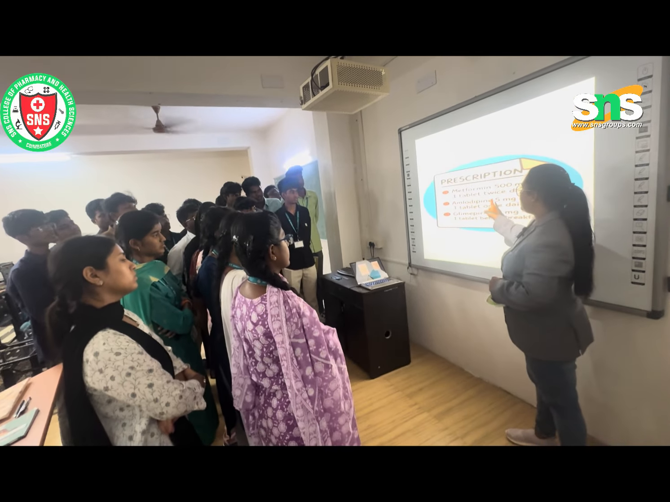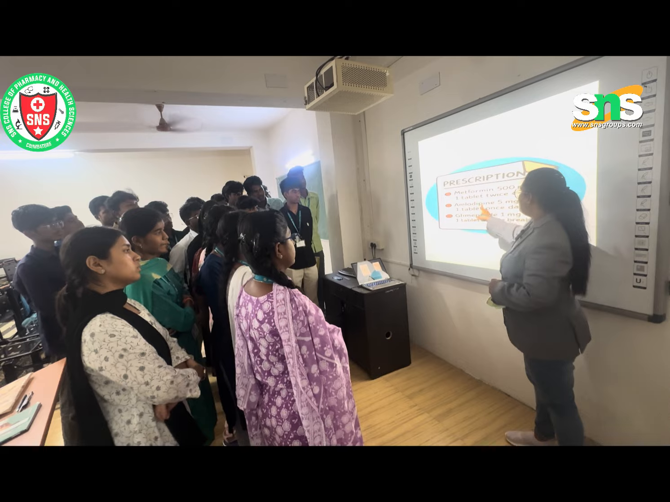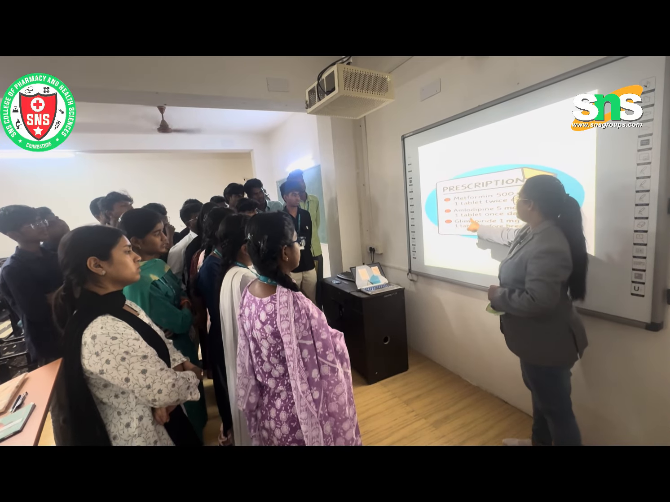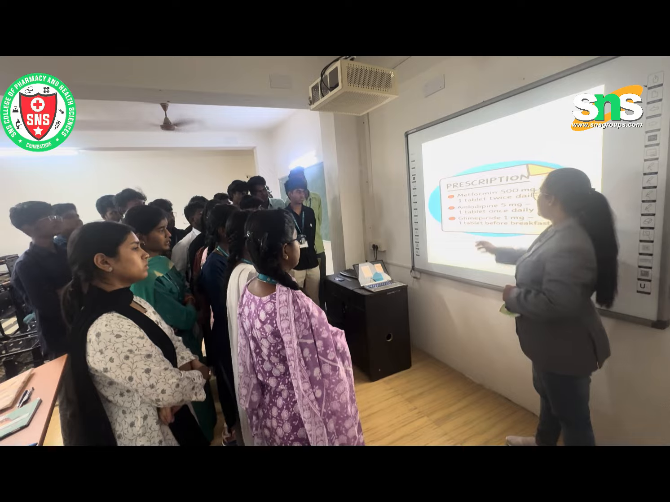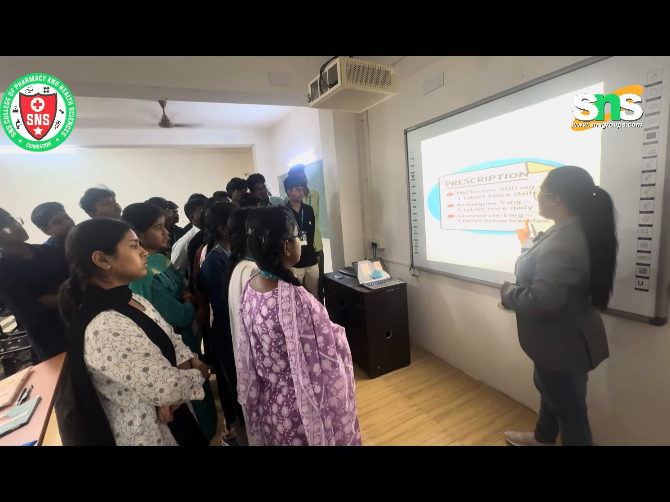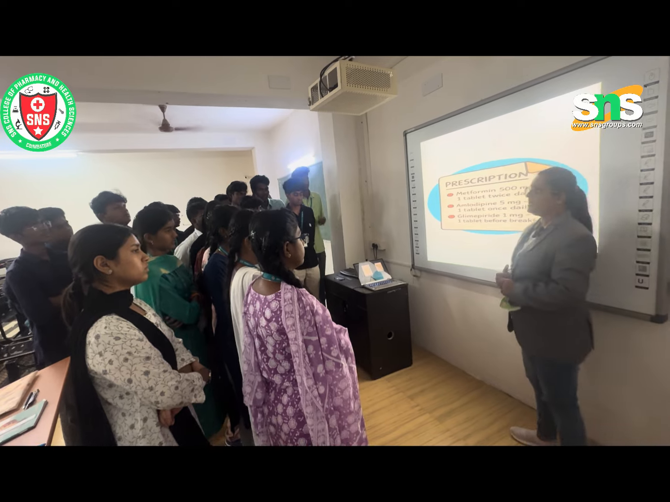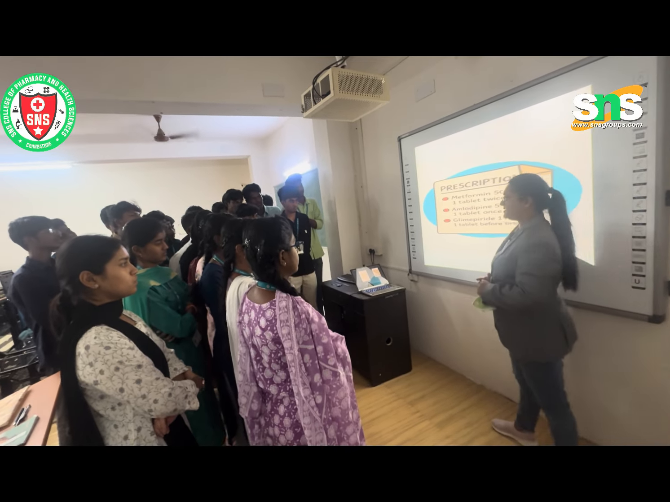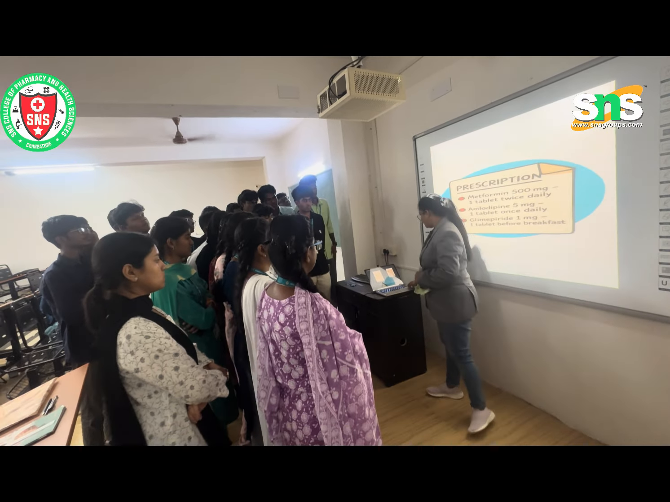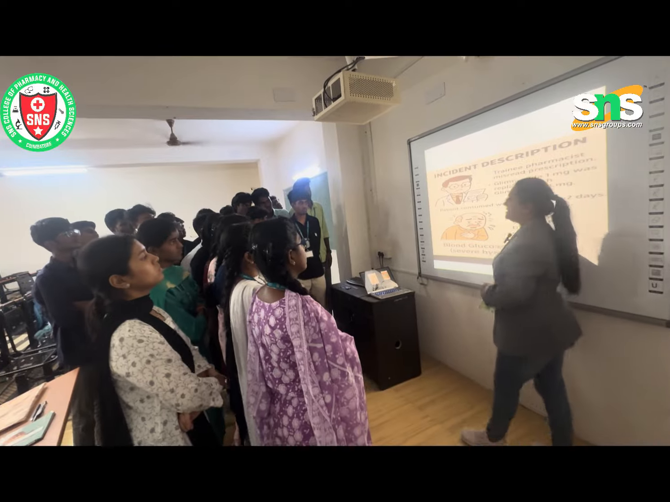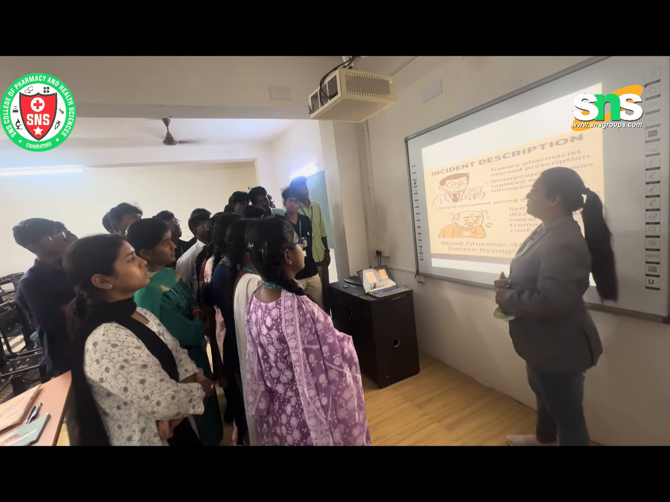We have to take one tablet twice a day. And Amlodipine 5 mg, one tablet once daily. And Glimepiride 1 mg, one tablet before breakfast in the morning. This is the actual prescription. Now there is one more prescription, the incident prescription. What is it?